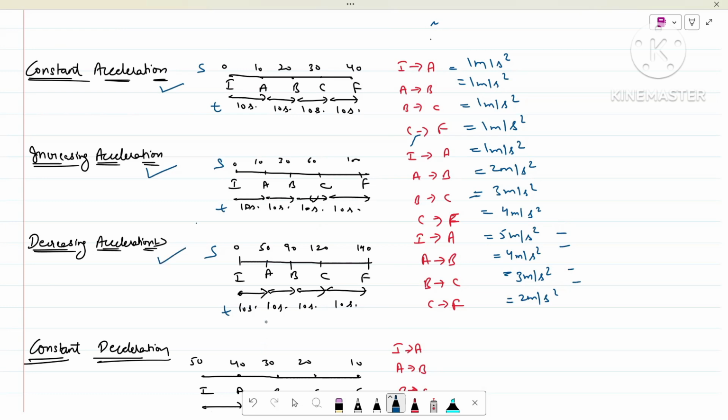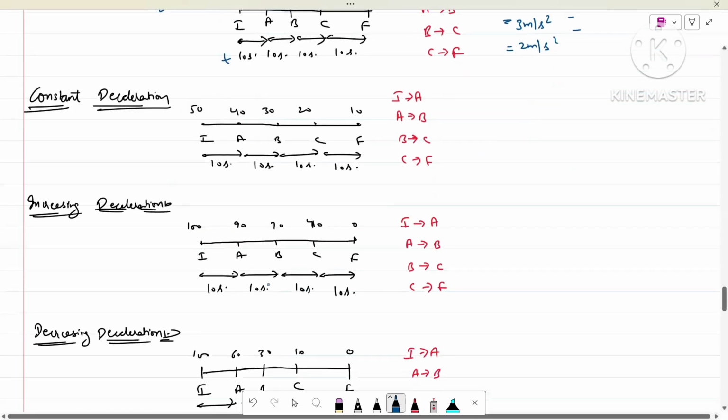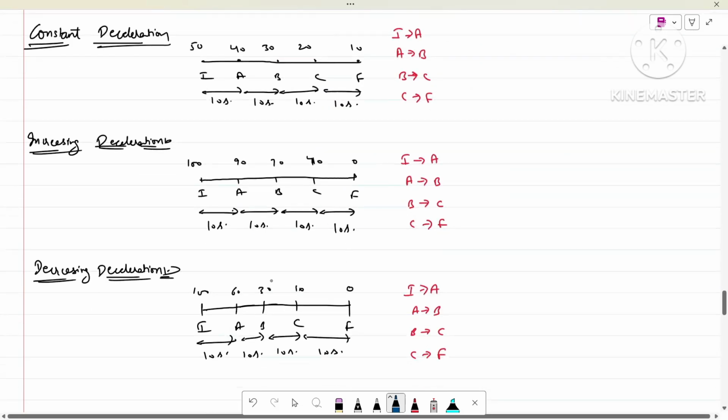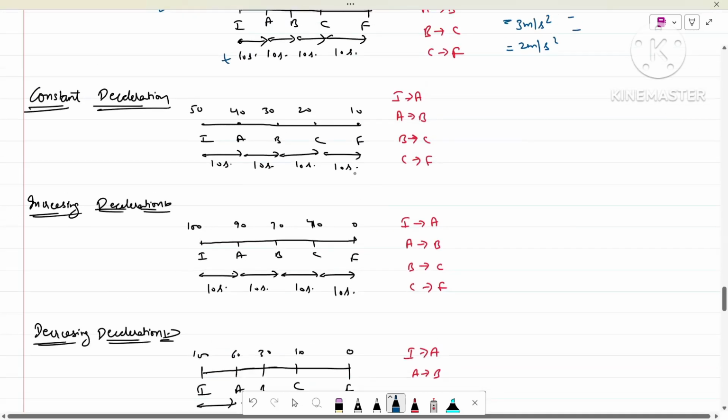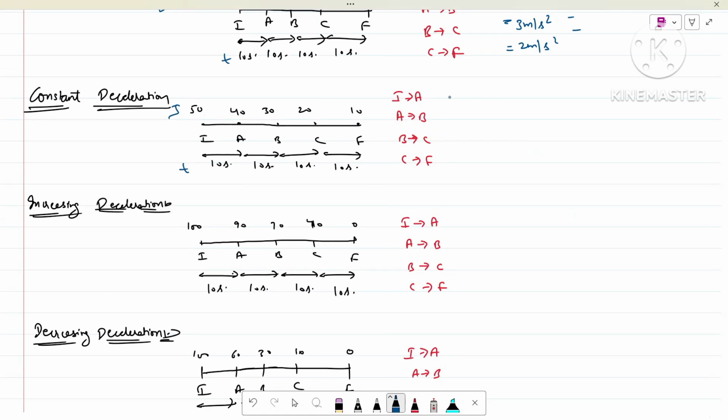Now we will talk about constant deceleration. Again, I have considered this situation. Here I am writing speed, here I am writing t, time. From I to A, the object's initial speed is 50, then it became 40. So the change is minus 10 in 10 seconds. Now here we are talking about deceleration because it is a negative change.